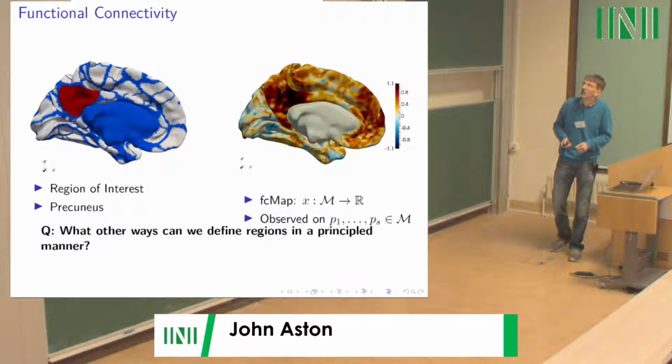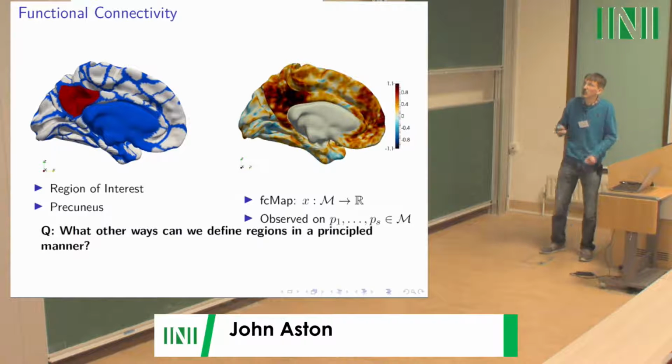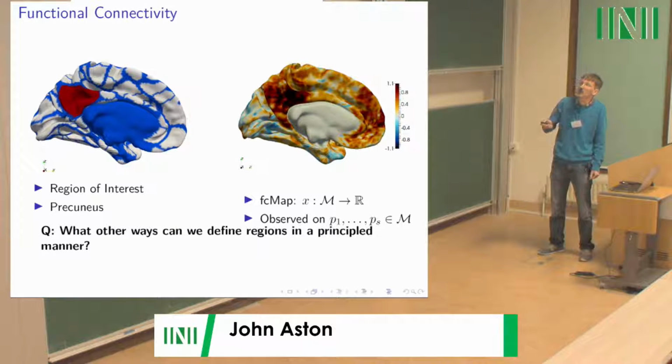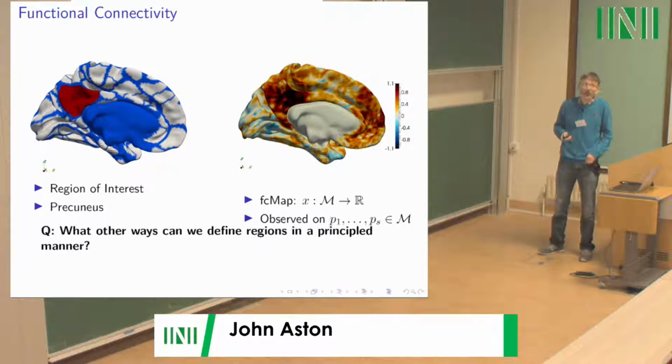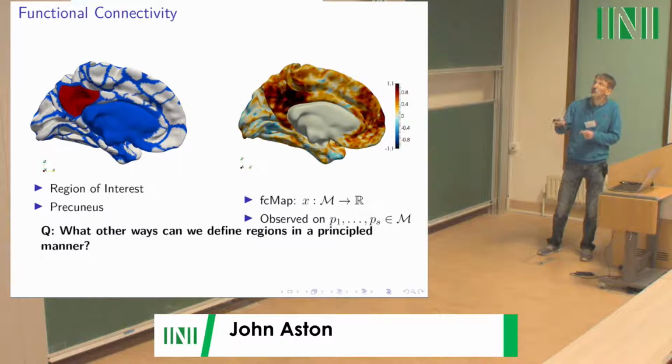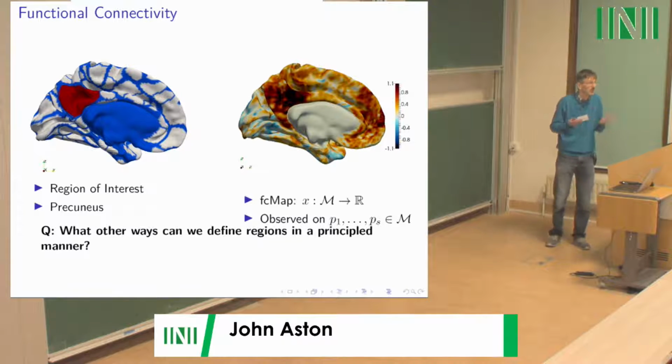So functional connectivity is about these connections, and it's well known that this precuneus area, which is this area in red, is active during the default network. It's active during rest. So one question we could ask is, how is the rest of the brain surface connected to this precuneus area? Now, what do I mean by connected? Well, you've got to give a definition. So I'm going to give a mathematical definition.